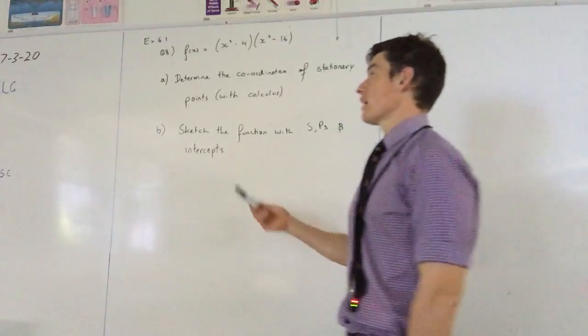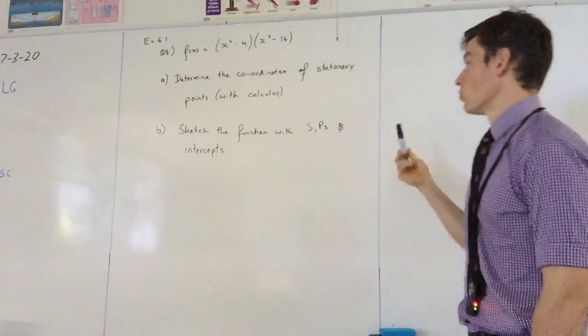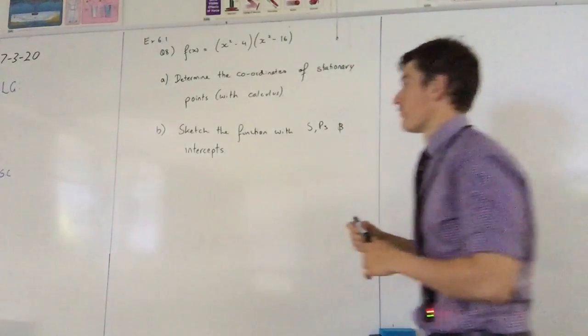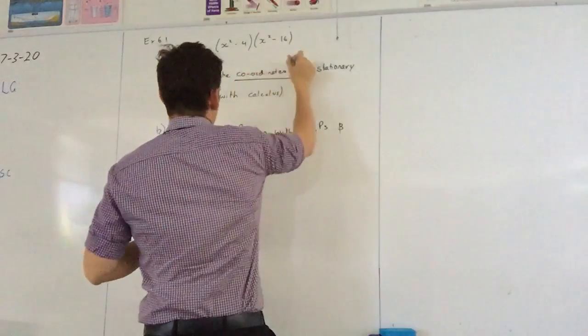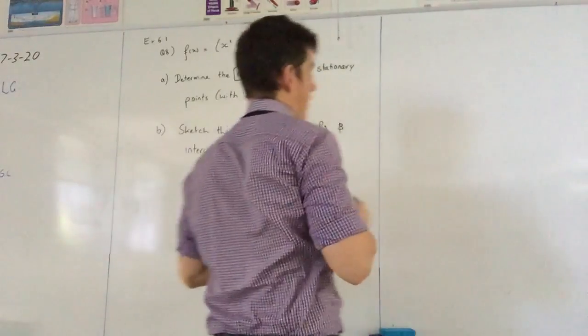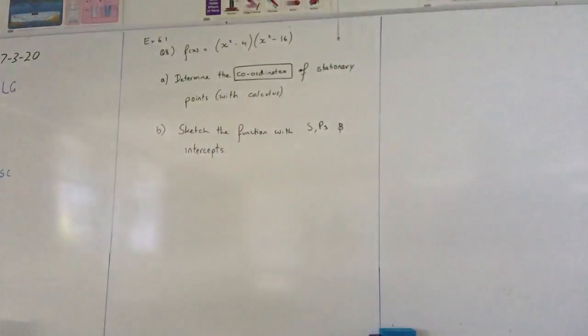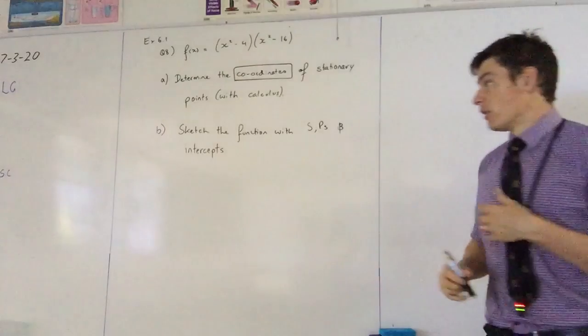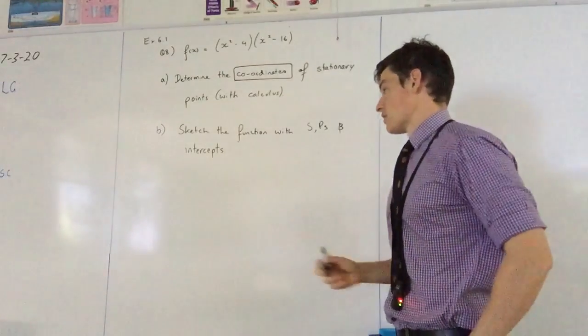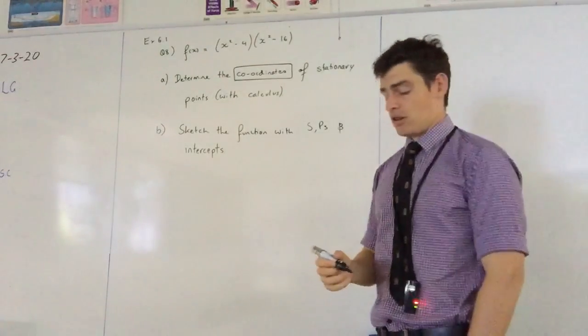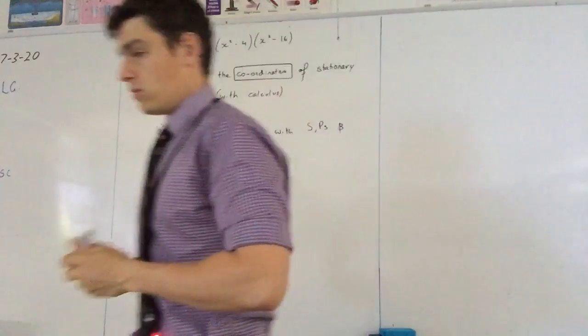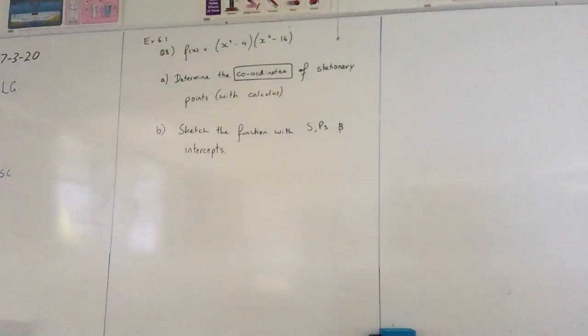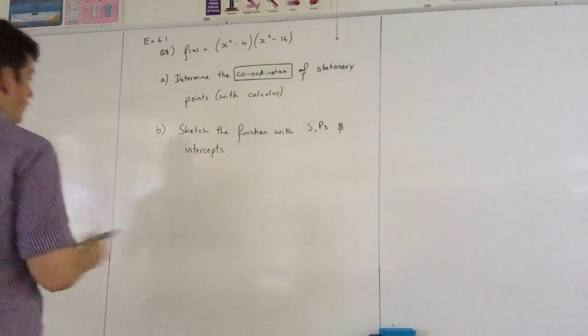So question 8a in 6.1 has asked us to determine the coordinates. Now, be aware of the fact that they're asking us to determine the coordinates. That means we're going to need both a y and an x value for that. So you need to find the coordinates of the stationary point using calculus and then sketch the function with stationary points and intercepts. So before we do anything to deal with the sketching component, I'm going to look at using calculus to find our stationary point.